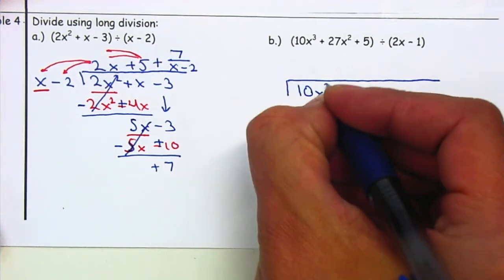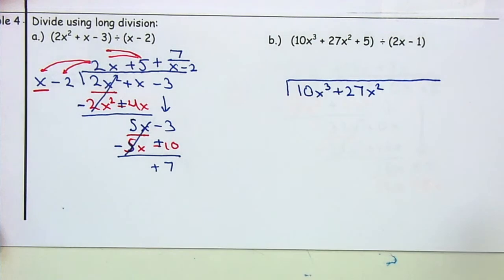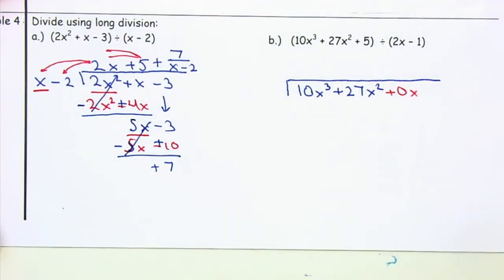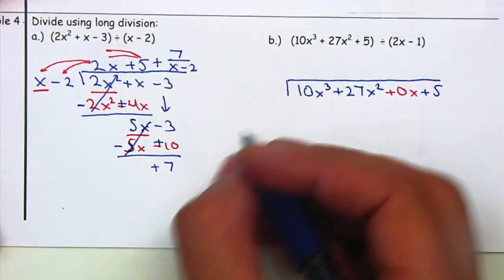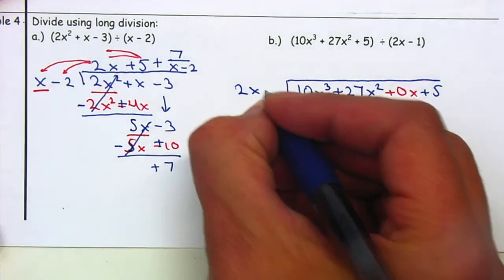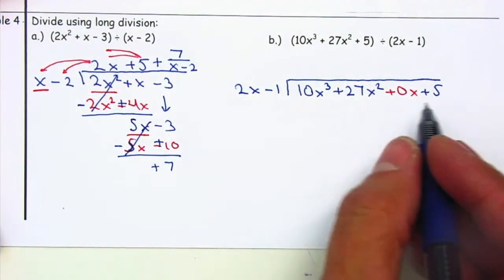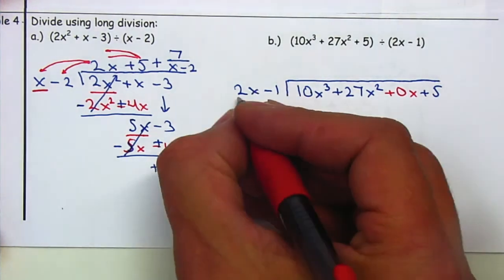I have 10x to the third plus 27x squared. I'm missing an x, so I'm going to place plus 0x plus 5. Outside will be 2x minus 1. Don't forget to place the missing exponent. And I'm going to start the process once again.